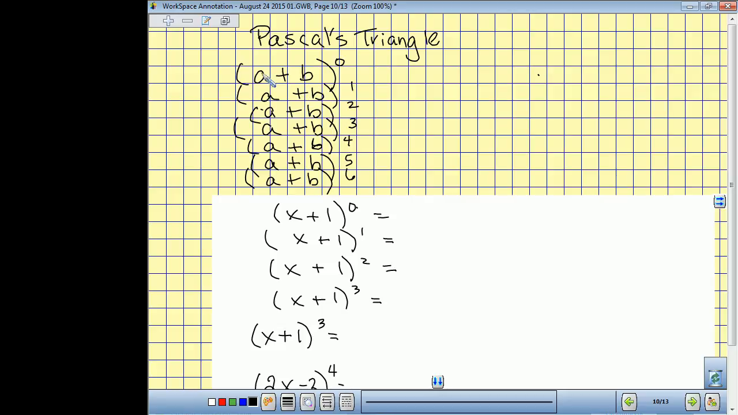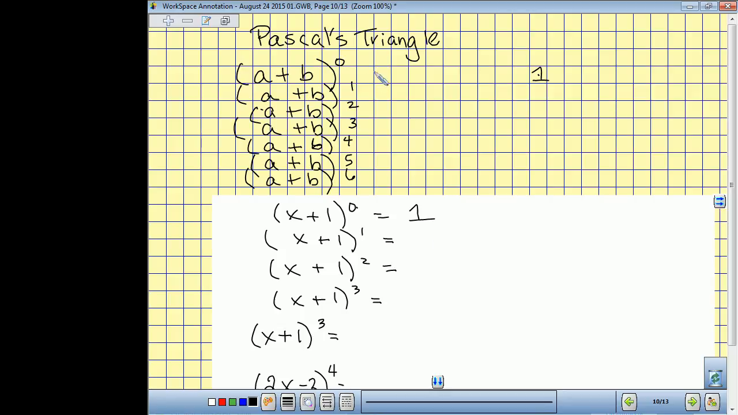So the first thing we're going to look at, when I take any binomial, if I were to raise any non-zero number to the 0 power, what do I get? 1. So a plus b to the 0 is 1. Just like x plus 1 to the 0 is 1. We need to write down the x plus 1 part. Okay.